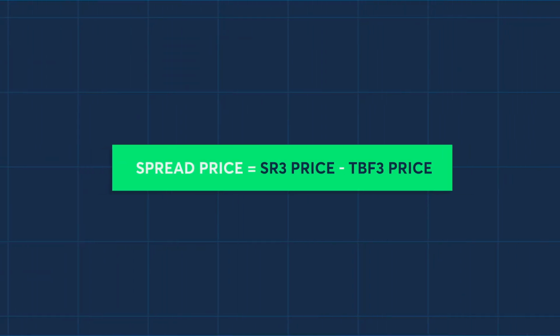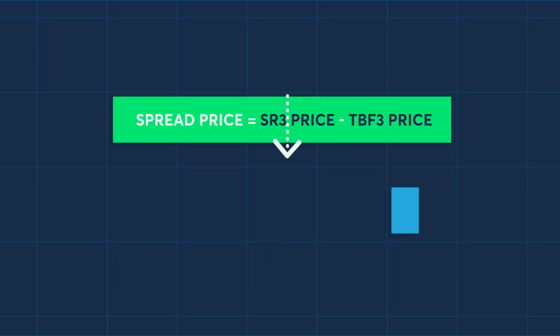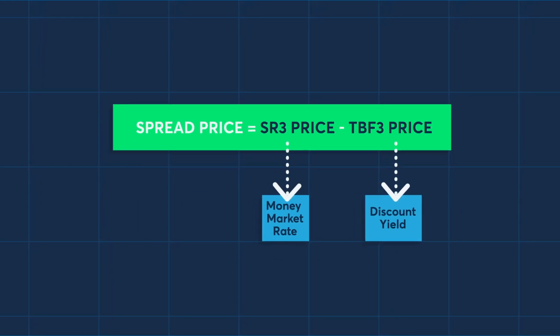The spread price is calculated as the SOFR futures contract price minus the T-bill futures contract price. This spread price will often, but not always, be a negative number. That is a consequence of the fact that the SOFR futures contract is based on a money market rate, whereas the T-bill futures contract is based on a discount yield.